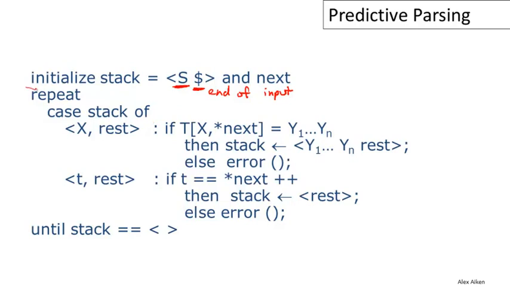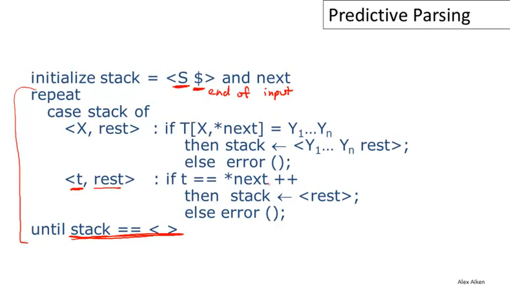Now we're in a loop, so we're going to repeat the following moves until we can't repeat them anymore, until the stack is empty. There are two possible moves. Let's do the terminals first. Let's say the top of our stack is a terminal. Here we're dividing the stack into the top of the stack and the rest of the stack. What are we going to do if the top of the stack is a terminal?